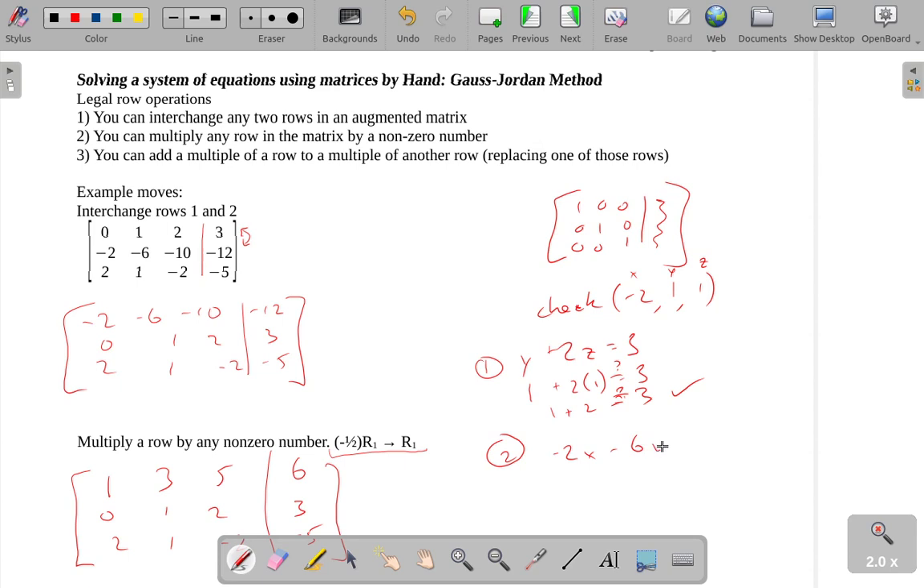-2x minus 6y minus 10z equals -12. So -2 times -2 minus 6 times 1 minus 10 times 1 equals -12? This is 4 minus 6 minus 10. 4 minus 6 is -2, minus 10 equals -12. That one checks out.